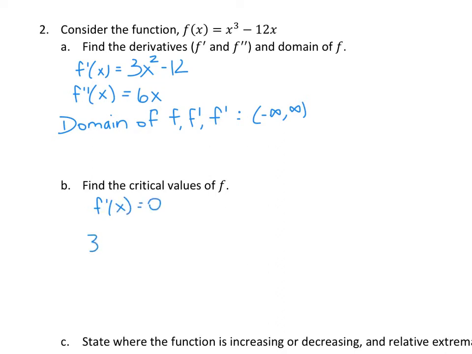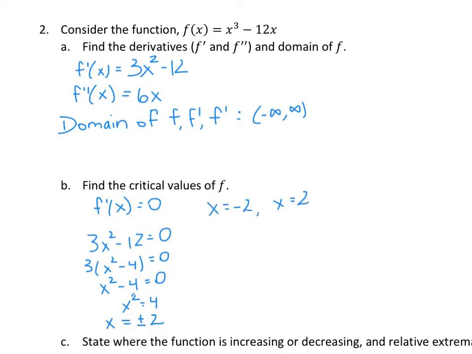So setting 3x squared minus 12 equal to 0 and solving, we can factor out a 3. So we're left with x squared minus 4 equal to 0, when we divide both sides by 3. Adding 4 to both sides, we have x squared equal to 4, and then taking the square root of both sides, we get x equal positive or negative 2 as our critical values.